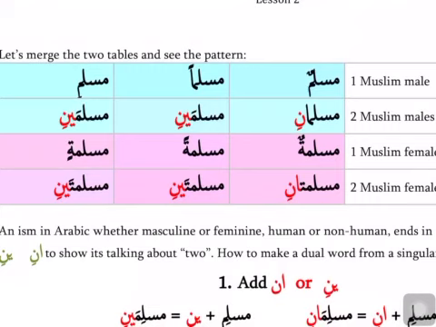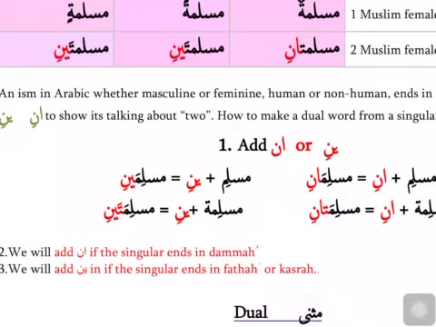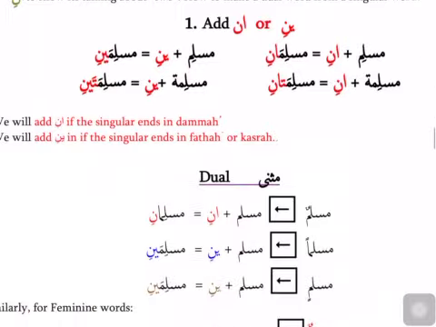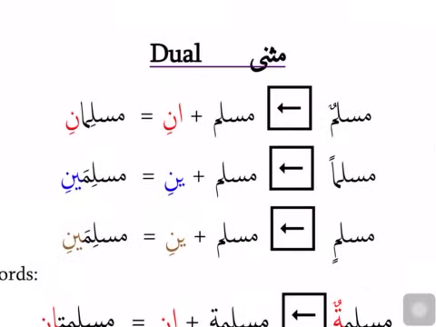Same thing, Muslimaini. If you are talking about one female Muslim, you will see the word Muslimatun with a dhamma, or Muslimatan, two fatha, or Muslimatin, two kasra. If you want to talk about two female Muslims, you will see the word Muslimatani or Muslimataini. So hopefully you're picking up the common ending. It's either ani or aini. One more time, you want to make a dual word from a singular word, you will have to add the ending ani or aini.